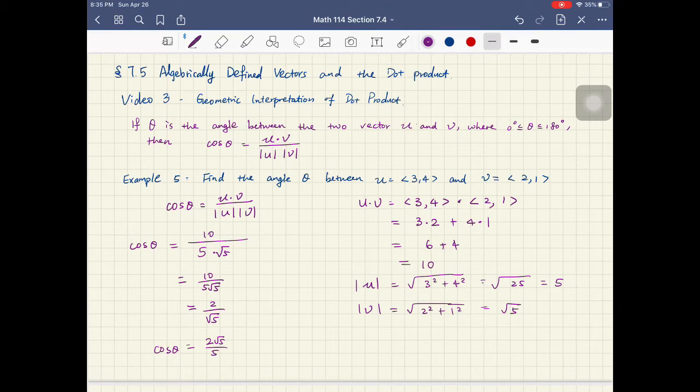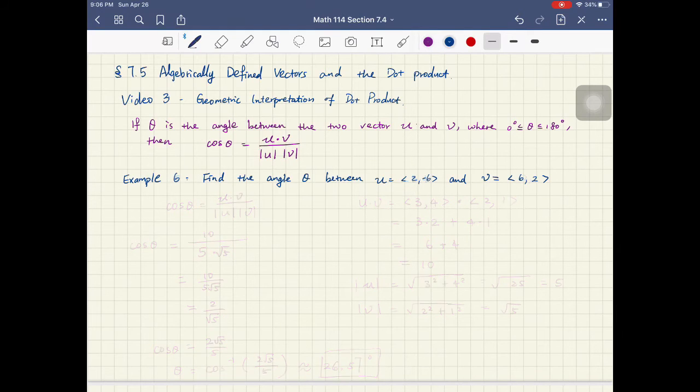But we're not looking for cosine of theta, we're looking for theta. So theta is going to be cosine inverse of 2 square root of 5 over 5, which is approximately 26.57 degrees. Let's do one more example.